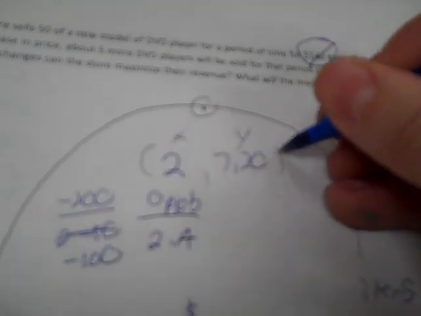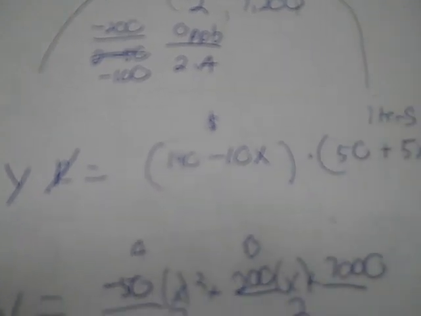7,200. And that's my maximum revenue, okay? So I would take away 10 twice from 140, so I'd go to 130 to 120, charge $120, and then I would be able to sell 50 plus 5 plus 5, which is 60.